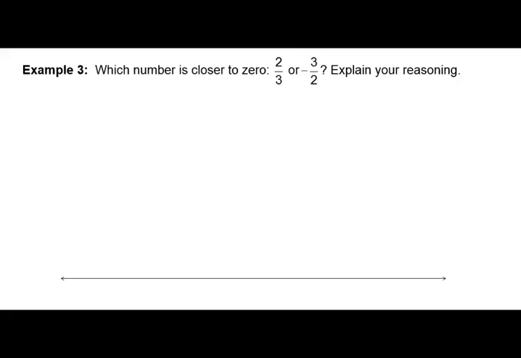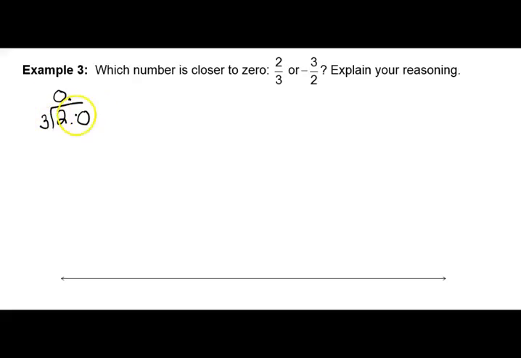All right, our last two examples are asking us how to compare rational numbers on a number line. So example 3 asks which number is closer to 0, 2/3 or -3/2. And I'm first going to change 2/3 to a decimal. So 2 divided by 3. How many groups of 3 go into 2? 0. So I need to add our decimal and a 0.